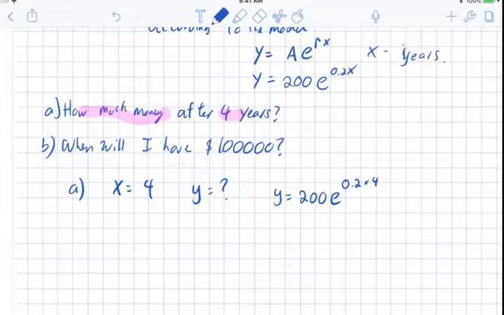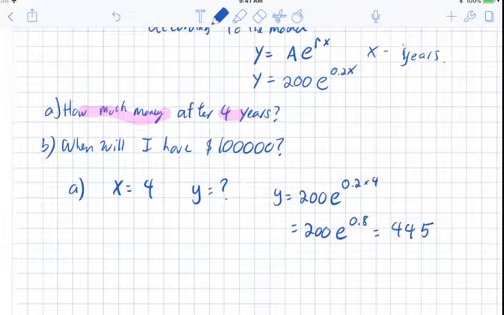So this becomes 200 e to the 0.8. And then I take out my calculator and I go e to the power 0.8 times 200. And I go, look, after 4 years, my bank account will have $445 in it. Great. It's gone up quite a bit. When will I have $100,000?